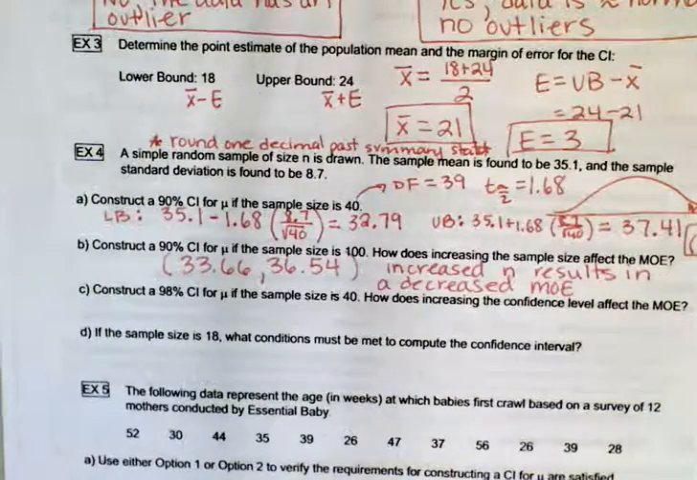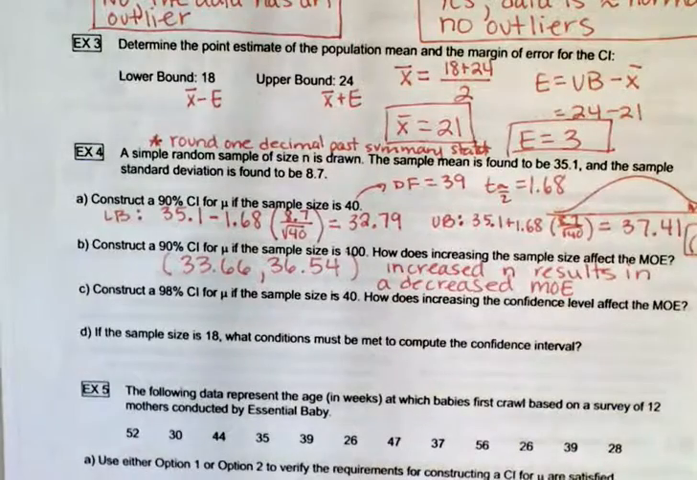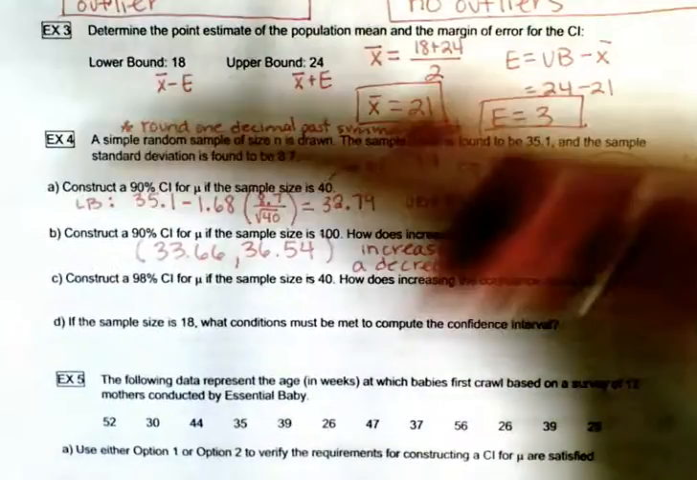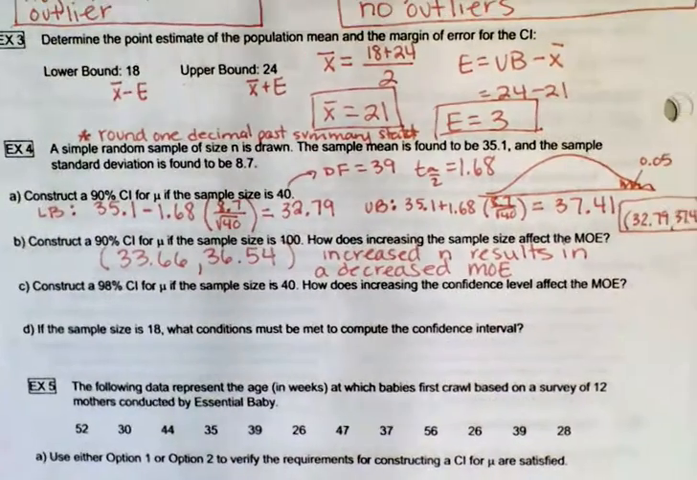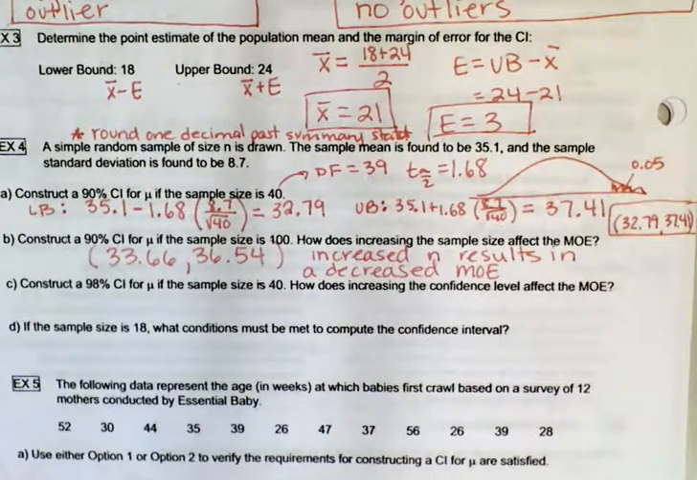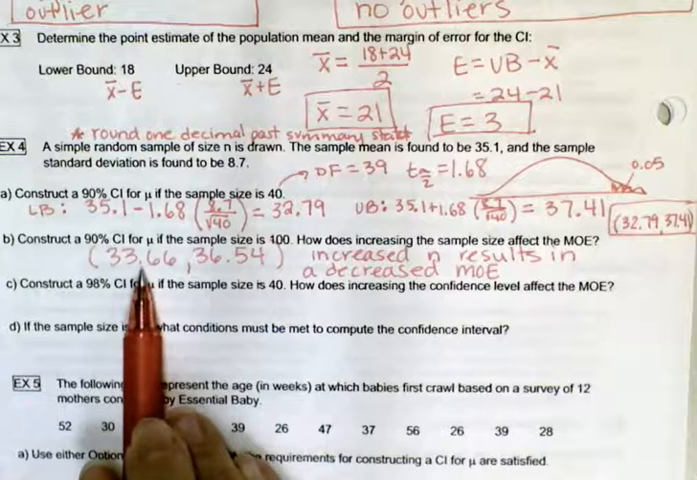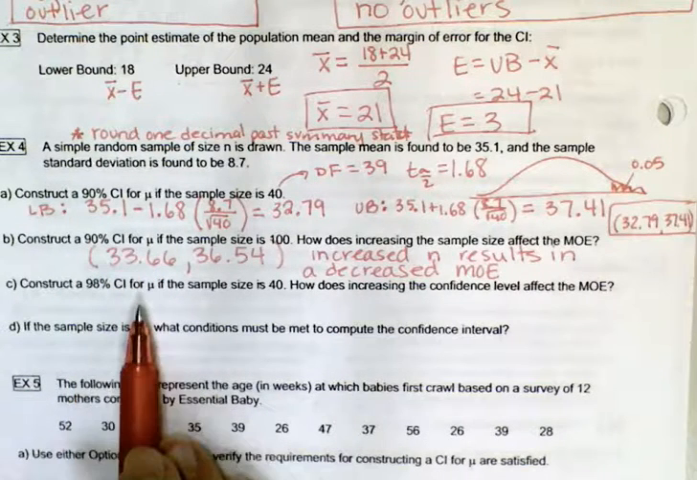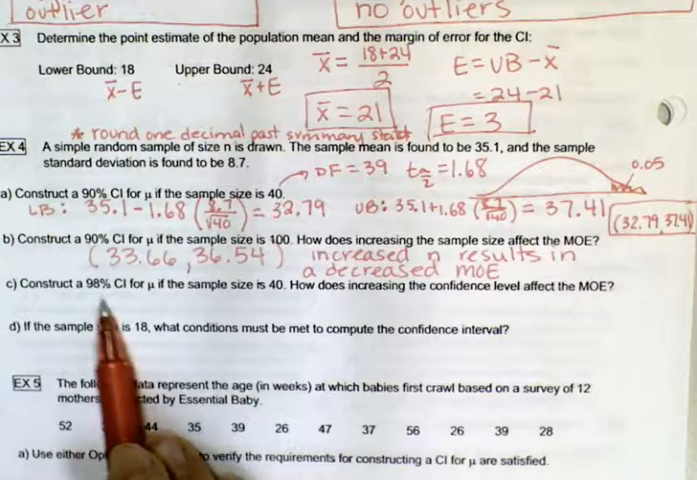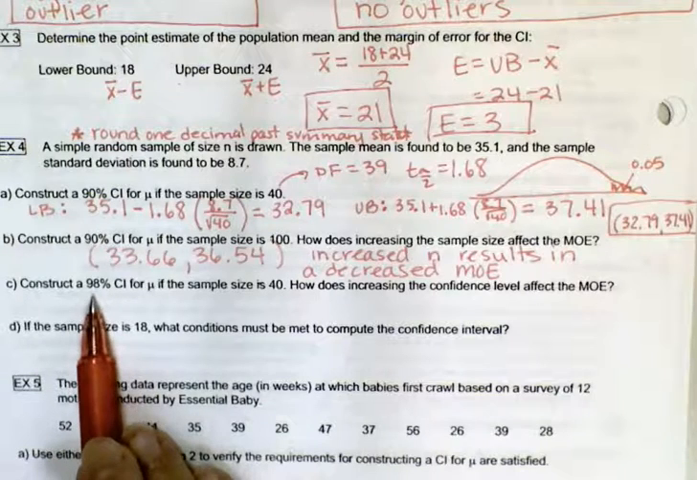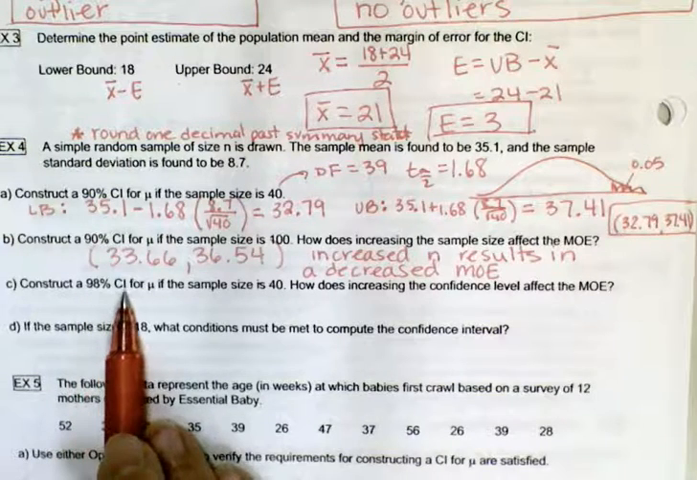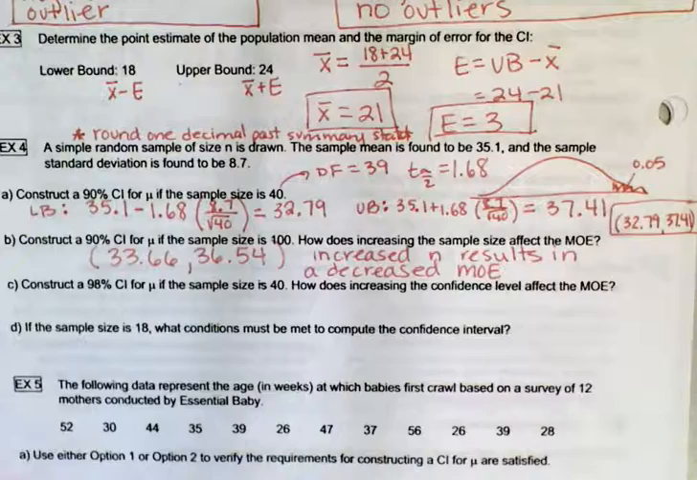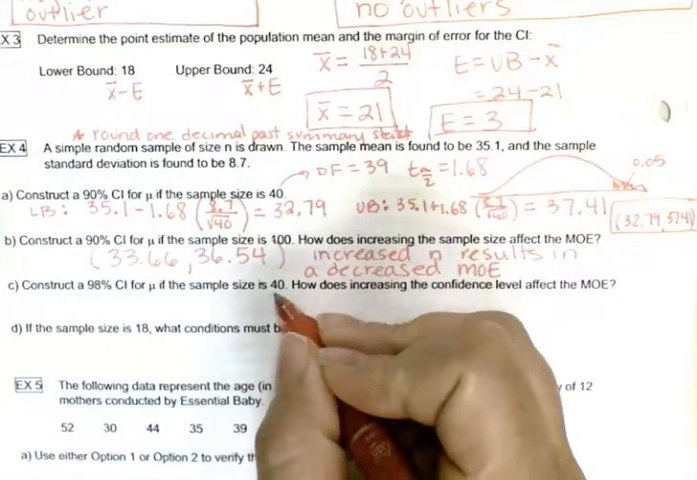All right, so I told you guys I'd do a short video to finish up what we did not finish in class. So we had used StatCrunch for a 90% confidence interval for mu in example 4. Now we're being asked to construct a 98% confidence interval for mu. Make sure that you read super carefully because now our sample size is back to 40.